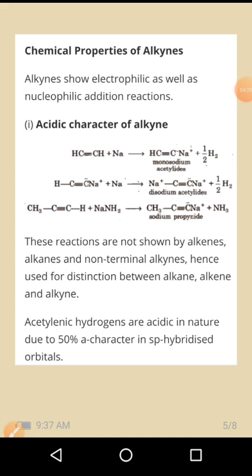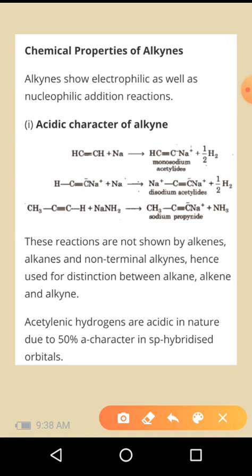Sodium metal and sodamide are strong bases. They react with ethyne to form sodium acetylide with the liberation of dihydrogen gas. These reactions have not been observed in the case of ethene and ethane. This indicates that ethyne is acidic in nature compared to ethene and ethane molecules.